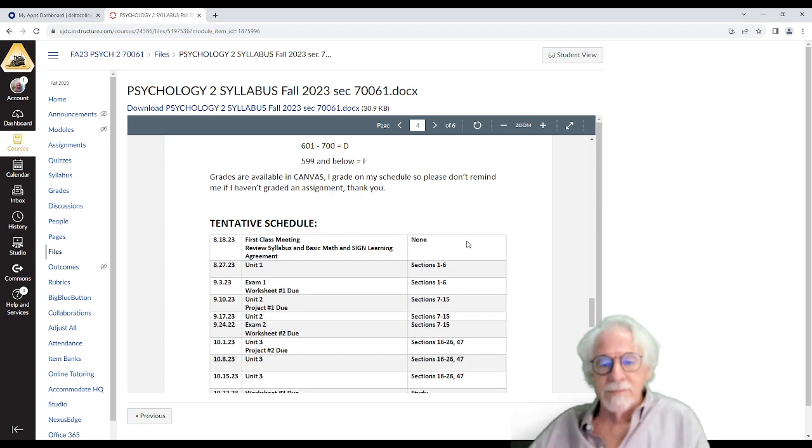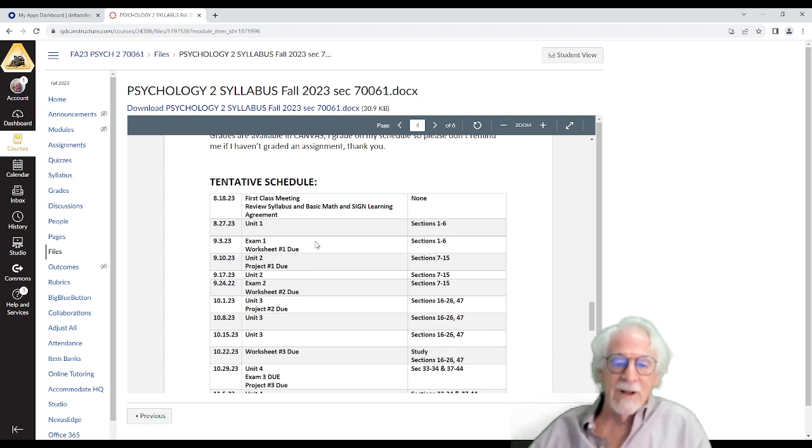You all know how to do that. Here's our schedule. So the class starts, and I want you to read the syllabus, look at the basic math review, which I'll show you in a minute, and then sign what I have as a learning agreement, which tells me you read the syllabus, you understand how the class goes, you understand that there are no late assignments, and you agree to do the work, and on and on. You read the contract. I'm not going to read it to you. I'm sure you all know how to read.